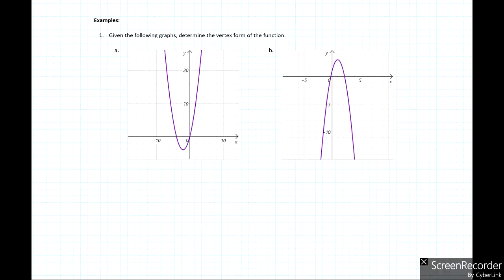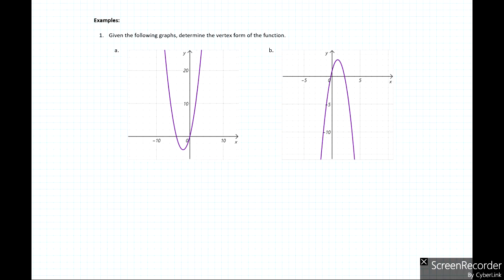In this video, we're going to talk about how we can use the graph of a quadratic function to determine what the vertex form is for the original function and how we can write this algebraically. The idea for this method is we want to write the final form into a vertex form.